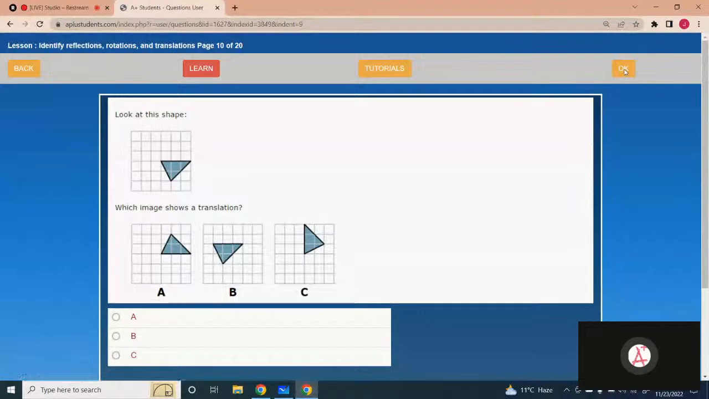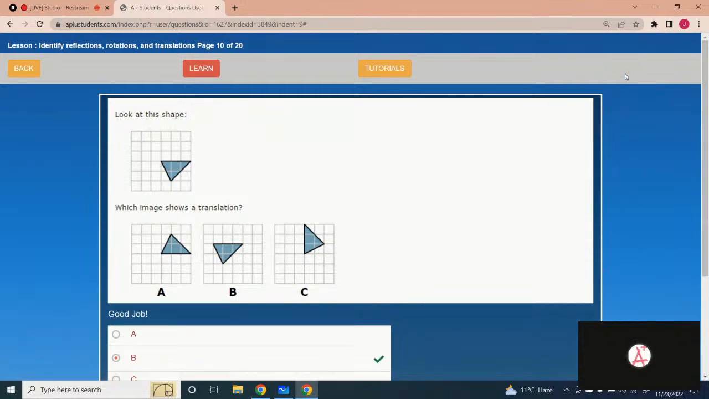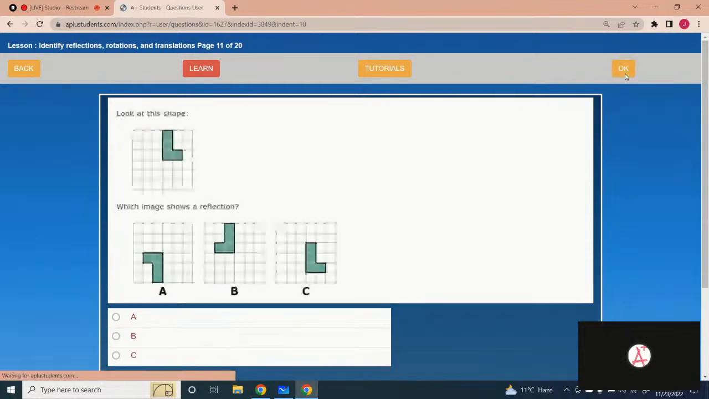Okay, the next one is, look at this shape. Which image shows a translation? B is the translation, isn't it? Yes, very good. B is the translation. Just select the correct option and click on the OK button. Okay, you can complete the test by yourself later today. Let me just move on to the next topic.